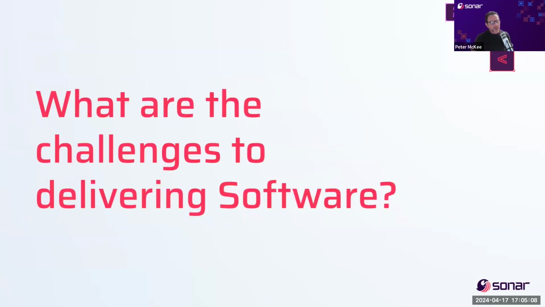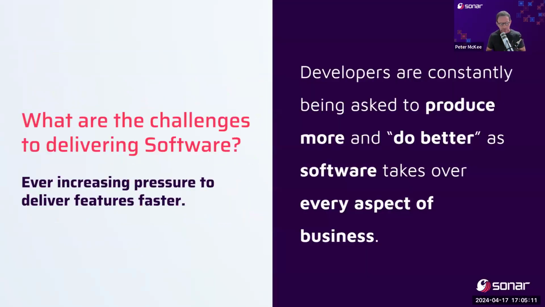So what are the challenges to delivering software today? There's an ever-increasing pressure to deliver software faster, right? Developers are constantly being asked to produce more, to do better, go quicker. And software is everywhere now, right? At home, I have a refrigerator that has software. It's connected into Wi-Fi. My washing machine and dryer for my clothes are on the Wi-Fi. They talk to each other. They tell each other when they're going to complete it so they can manage time together. It's very interesting. But so software is everywhere.